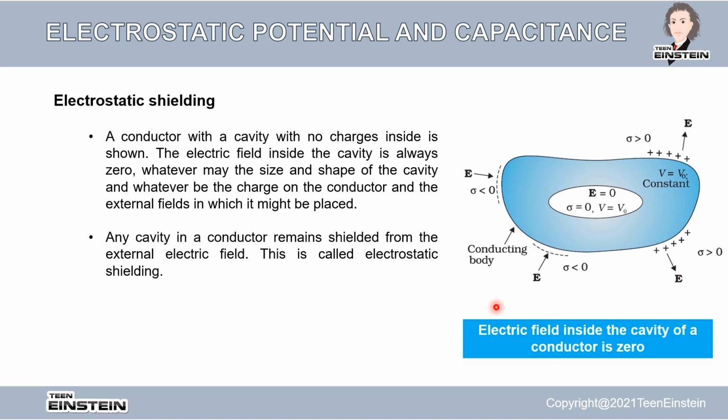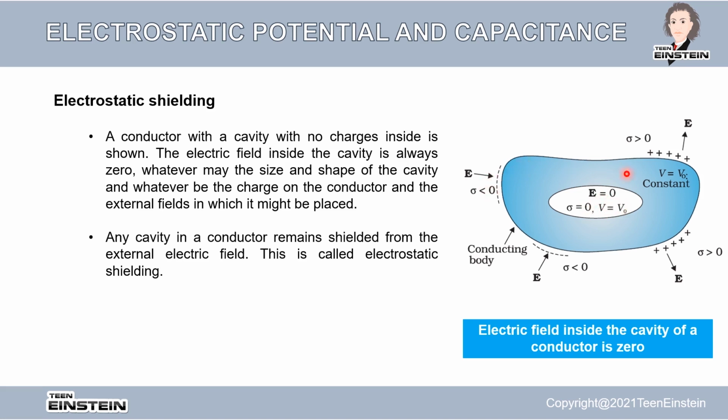So a conductor with a cavity with no charges inside is shown in the figure. The electric field inside the cavity is always zero, whatever may be the size and shape of the cavity, and whatever be the charge on the conductor and the external fields in which it might be placed. So for example, we have a conductor like this and there is a cavity inside. There are no excess charges inside this cavity, but there are charges on the surface of this particular conductor. Now you can keep this conductor in any electric field, but inside this cavity the electric field will not be seen. So the electric field inside this cavity is going to be zero.